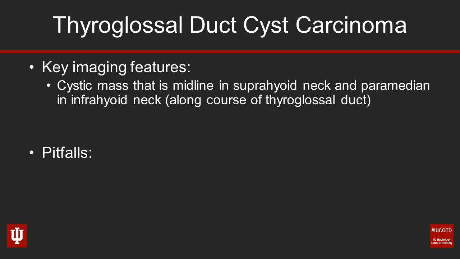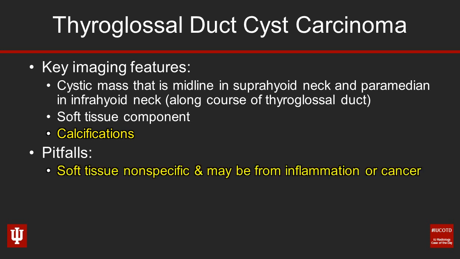So again, in this case, we had a mass that was at and just right of midline in the infrahyoid neck that was cystic. If we looked carefully, we saw that frond-like nodular soft tissue component that was, of course, suspicious, but we also saw calcifications, which are incredibly suspicious in this setting for thyroglossal duct cyst carcinoma.